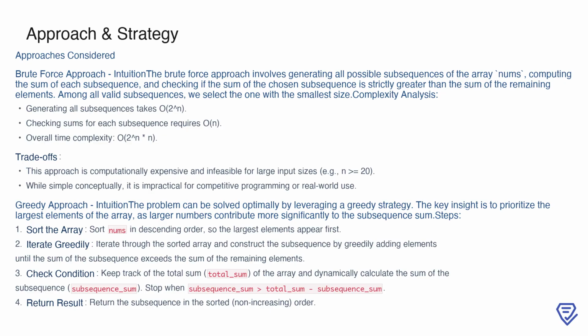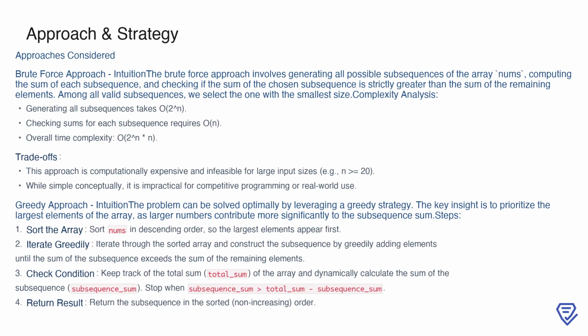To solve this problem, we first considered the brute force approach. The intuition here is straightforward: generate all possible subsequences of the array, calculate their sums, and check if the sum of a subsequence is strictly greater than the sum of the remaining elements. Among all valid subsequences, we would choose the one with the smallest size.